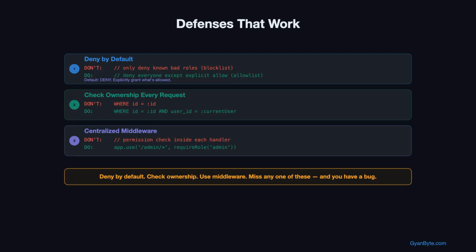Deny by default. Check ownership. Use middleware. Miss any one of these and you have a bug. 4 concepts. 1 mental model. RBAC, roles grant permissions, middleware enforces them.